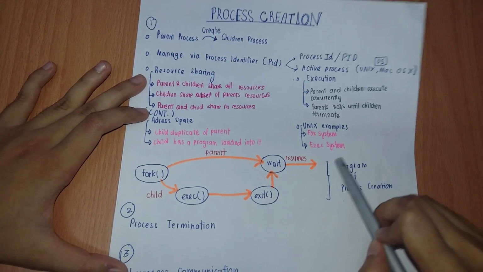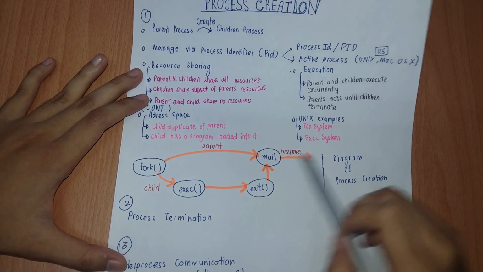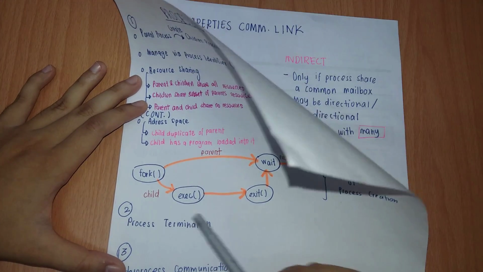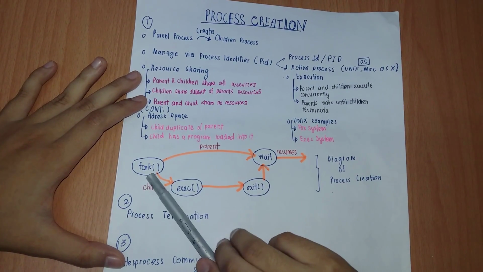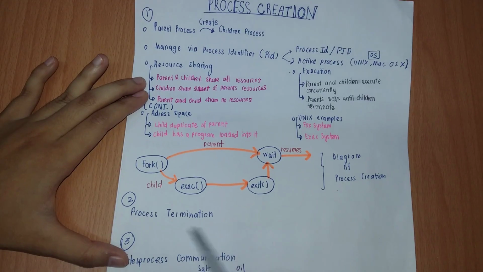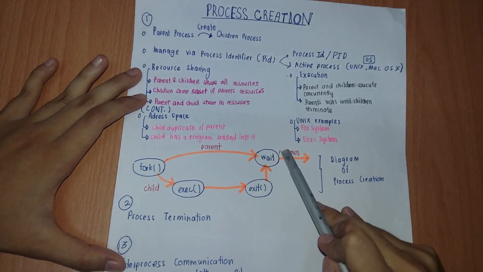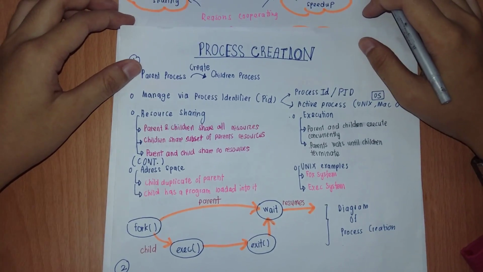So this is the diagram of process creation. We have fork, exec, exit. With fork, the parent will fork, wait, and resume. This is another kind of process termination also.